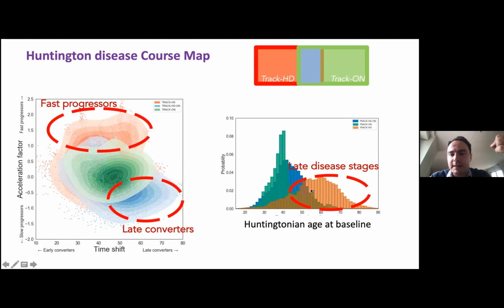And what you see is that at baseline, at the time where people were included, this red subject was also in the latest disease stage compared to the blue one. Okay, because you can be a fast late converter, but it depends on when you are included. You can be a late converter, but if you are included very late, or you can be included earlier in the disease course. So there is a difference between the global characterization of the trajectory and the time at which you are included into this trajectory.